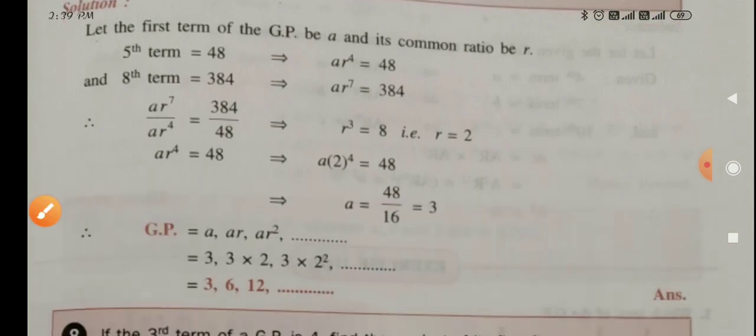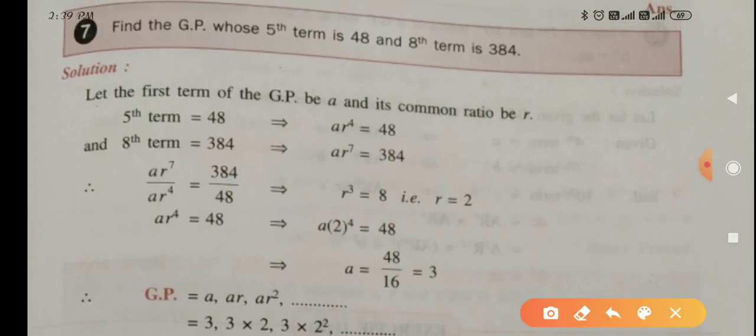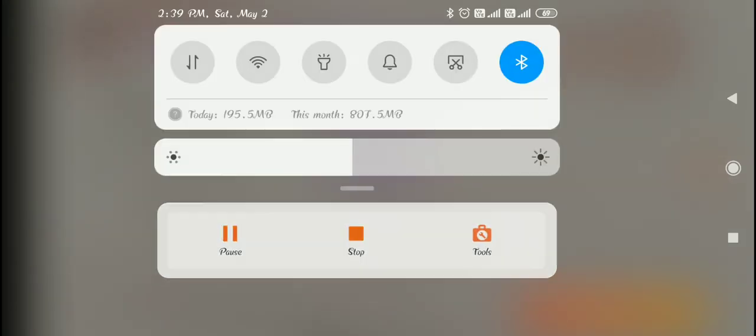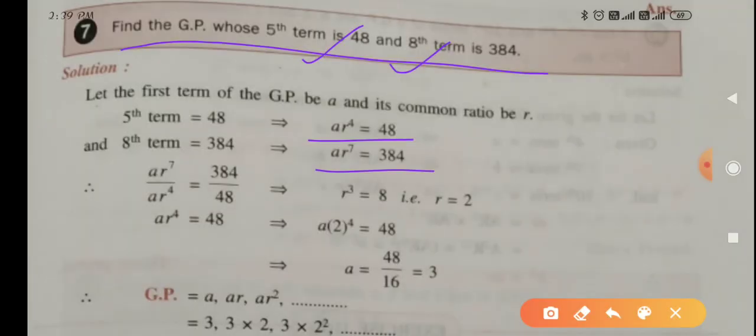Next is the 7th example. Find the GP whose 5th term is 48 and 8th term is 384. This time the full GP you have to find. The 5th term is given. 5th term means a r to the power 4, and 8th term means a r to the power 7. I told you, you will take one less power. 5th term means power 4 will come, and 8th term means power 7 will come.